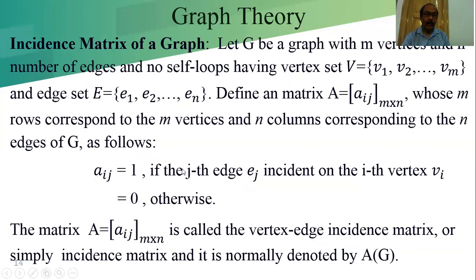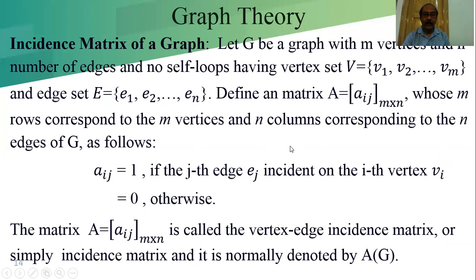Aij is equal to 1 if the jth edge Ej is incident on the ith vertex Vi. Suppose edge E1 is incident to V3 and V4, then both entries will be 1. This is for the undirected graph.